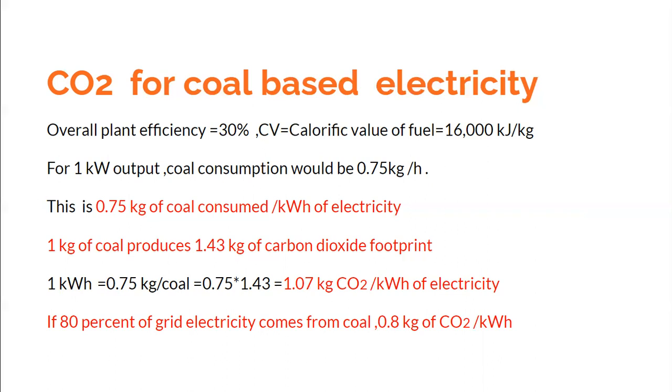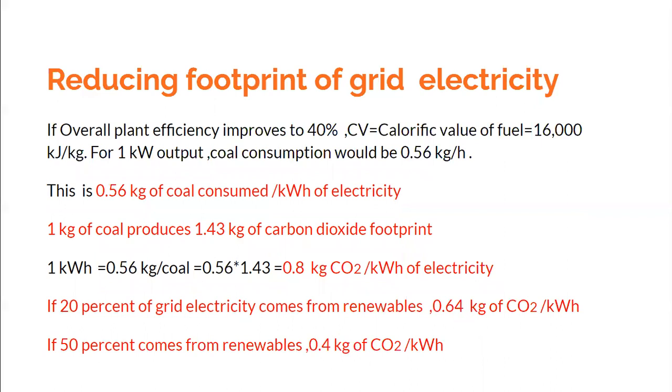What would happen if the efficiency improves? By using a new technology, modern boilers, modern power plants, would the carbon footprint improve? This can improve, the carbon footprint can be reduced, and this is shown in the next slide. What you see is, if your overall plant efficiency improves to 40% with the same grade of fuel, that is, with the same calorific value, if you do the same back of the envelope calculations, you can show that the coal consumption would be reduced to 0.56 kgs per hour.